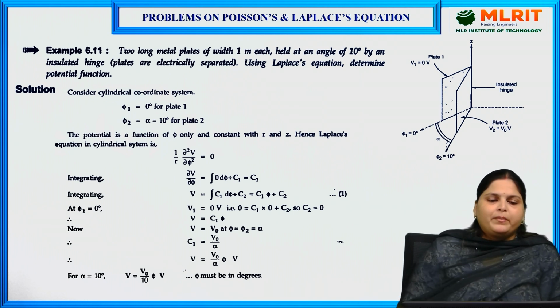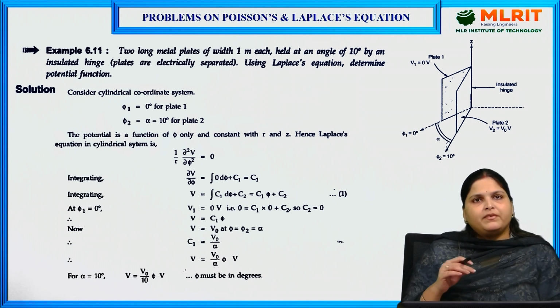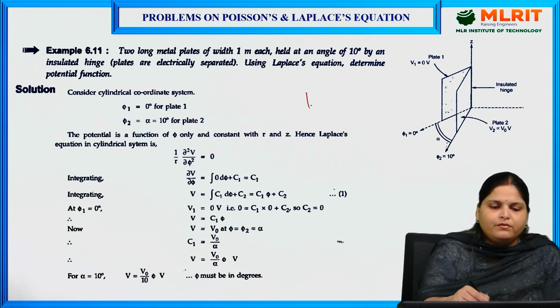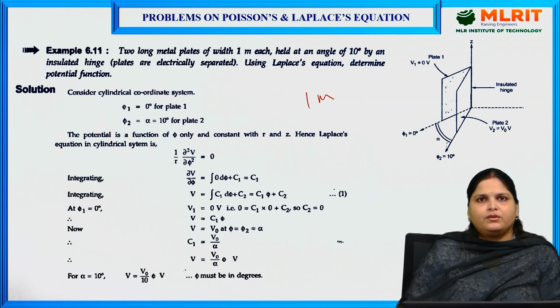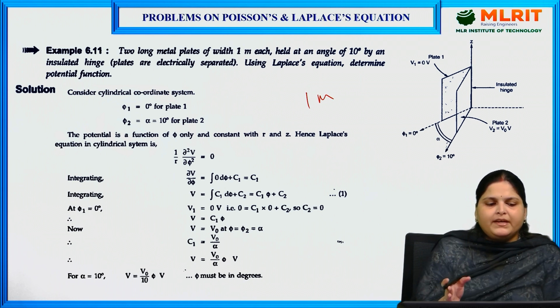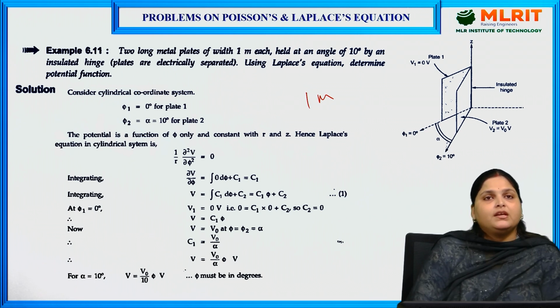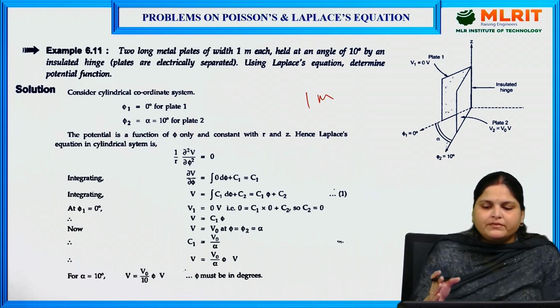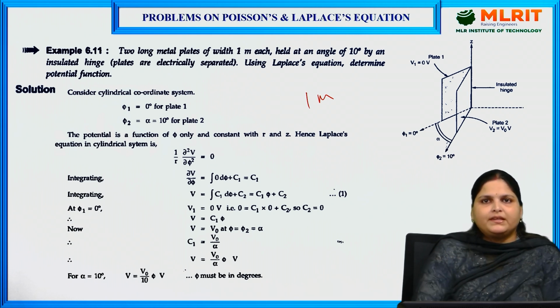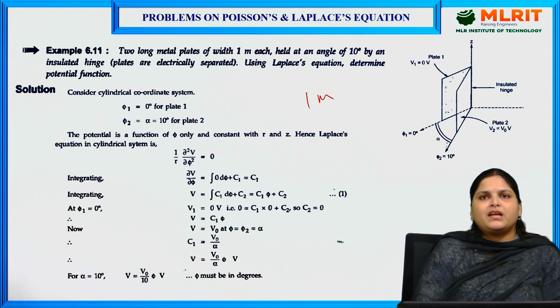Two long metal plates are given. The width of both the plates is 1 meter. The first plate is held at an angle of 10 degrees by an isolated hinge, and these two plates are electrically separated. Only one plate's value is given, I mean, it is at 10 degrees. That means the first plate is available at 0 degree. So we have to use the Laplace equation, and we need to determine the potential function.